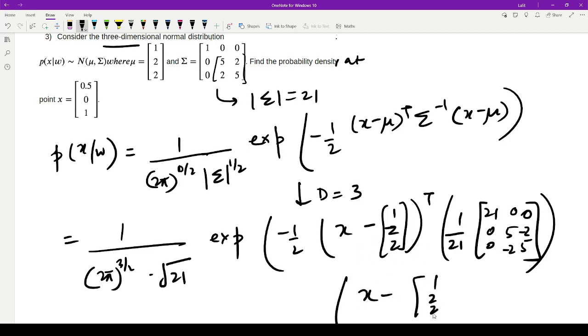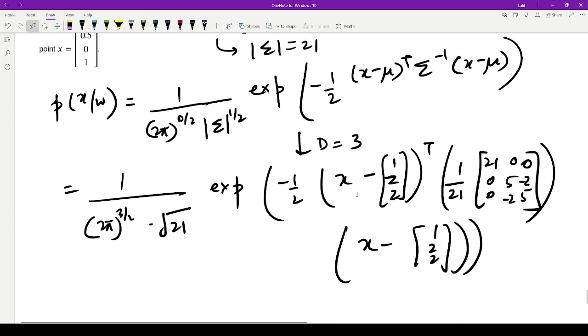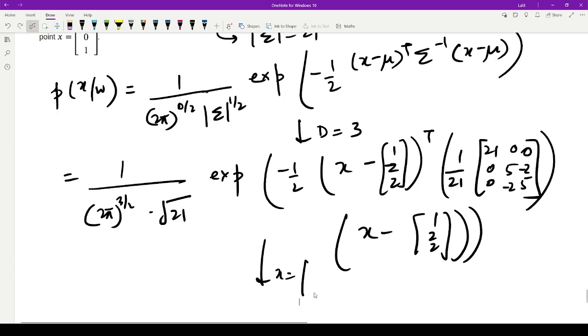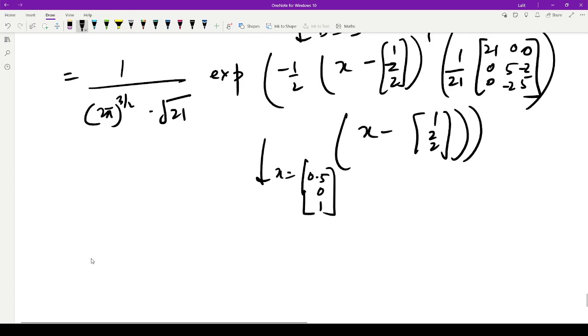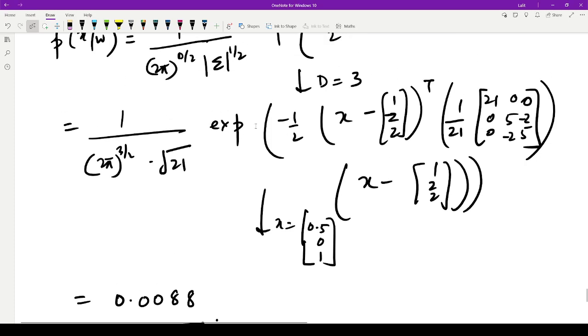So again, we'll finish the equation. Yeah, this is the equation. And once you place the value of 0.5, 0 and 1 here at x, and this value of x, what we get is 0.0088. This is the value. For this, anyways, you have to use a calculator to get the exponent. You have to compute what scalar it is, and once you have the scalar, you can use a calculator to get the exponent and the square root of 21.